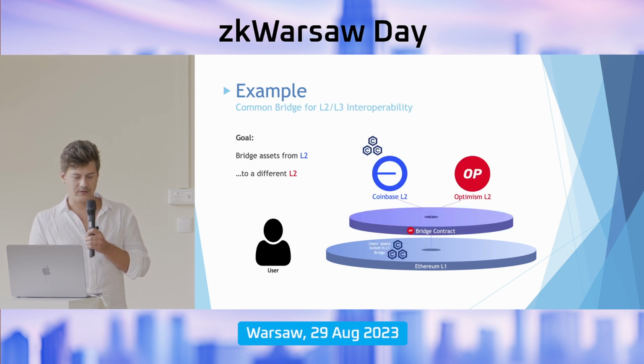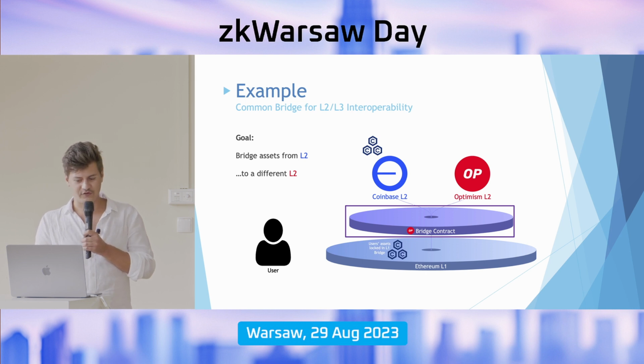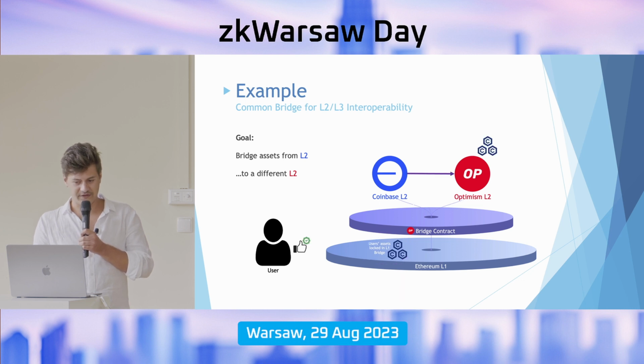So a bunch of projects are now moving forwards into this sort of fractal scaling, right? The idea is all of those different L3s and L2s are on the same bridge contract, right? And again, all the funds are locked into that one bridge contract with the fancy accounting, right? So now you can just bridge over funds, right?